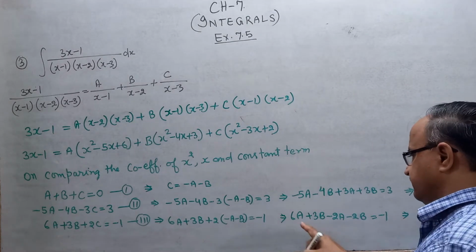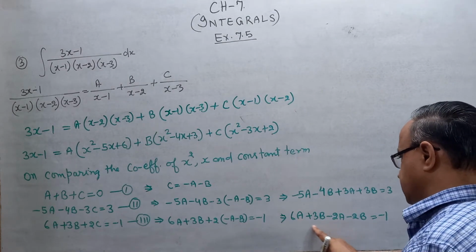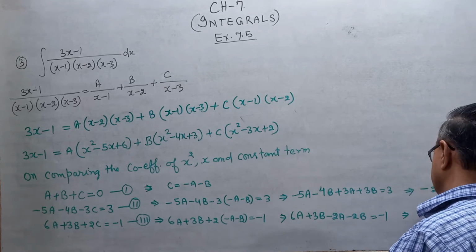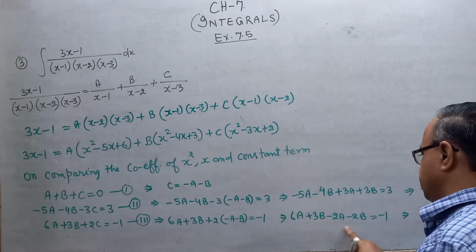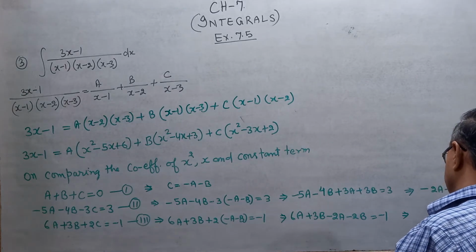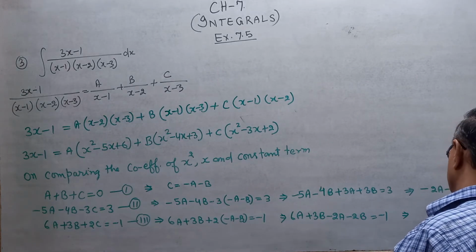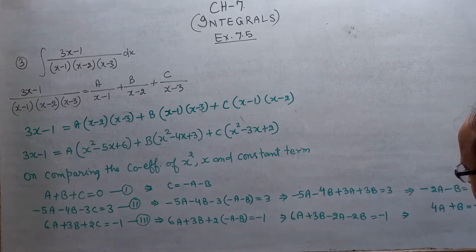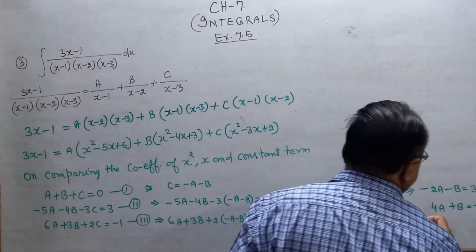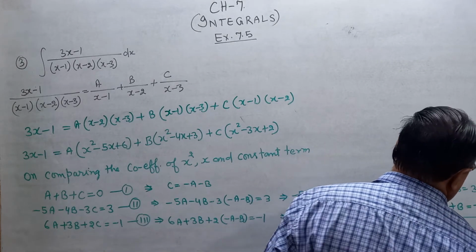When you simplify, 6 minus 2A, that is 4A, and 3B minus 2B, that is B, is equal to minus 1. This is the fifth equation. Clear? 4A plus B is minus 1. Now can you solve both equations using the elimination method?